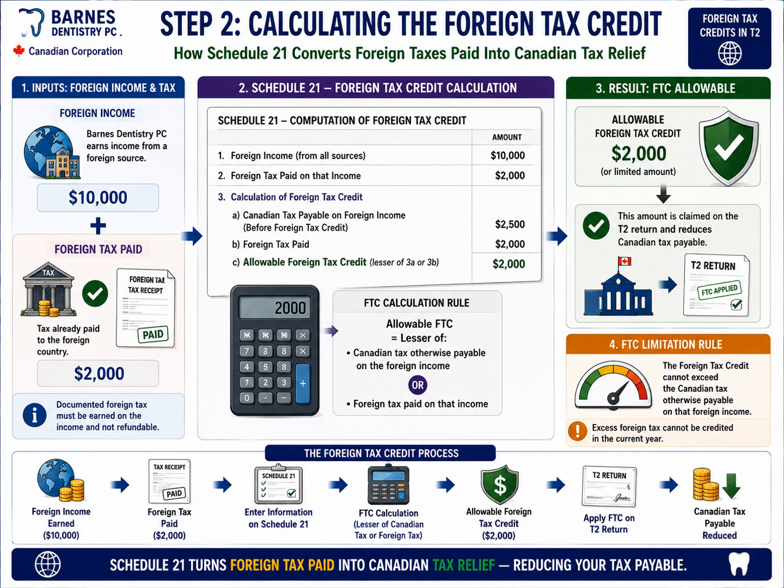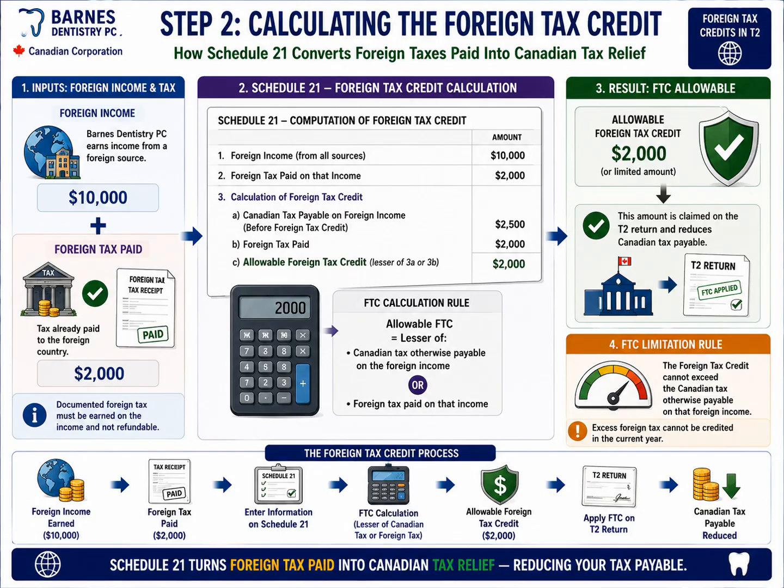Now look at the flow diagram across the bottom of the slide. The process is simple. Foreign income is earned. Foreign tax is paid. The information is entered into Schedule 21. The foreign tax credit is calculated. The allowable credit is claimed on the T2 return, and Canadian tax payable is reduced. This is the complete purpose of Schedule 21.